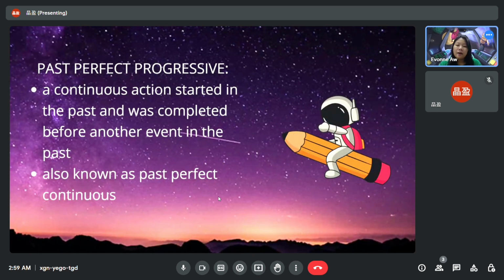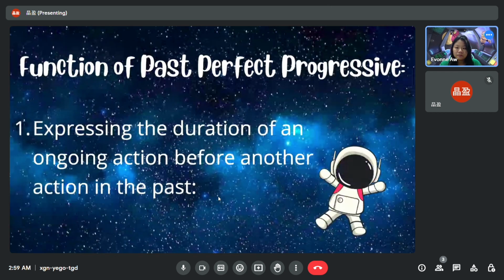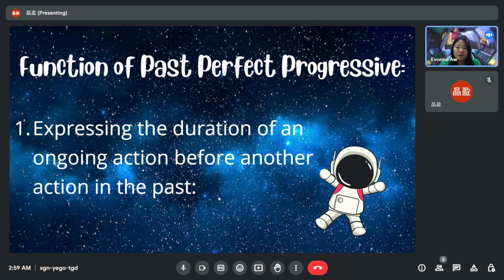Lastly, past perfect progressive. It is a continuous action started in the past and was completed before another event in the past. It is also known as past perfect continuous. The function of past perfect progressive is to express the duration of an ongoing action before another action in the past.